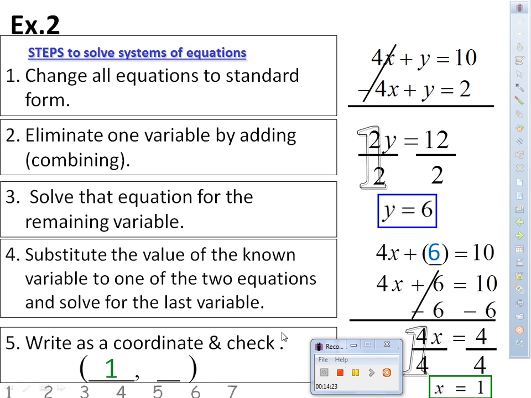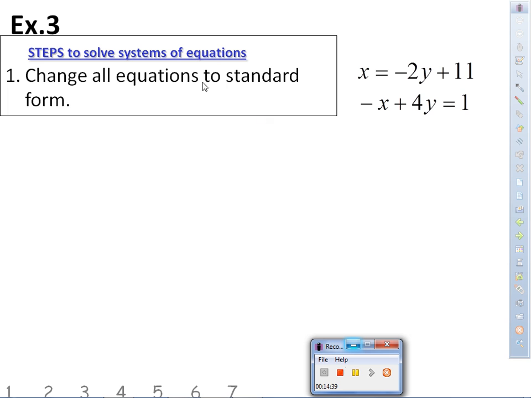Okay. We're not going to check this next one. I just want to make sure we get some more practice. So let's copy this next one up. Example number 3. This next one you'll be doing by yourself. Here we go. Example 3. System: x equals negative 2y plus 11 and negative x plus 4y equals 1. I'll just walk you through the first step. Here he goes. Step 1.